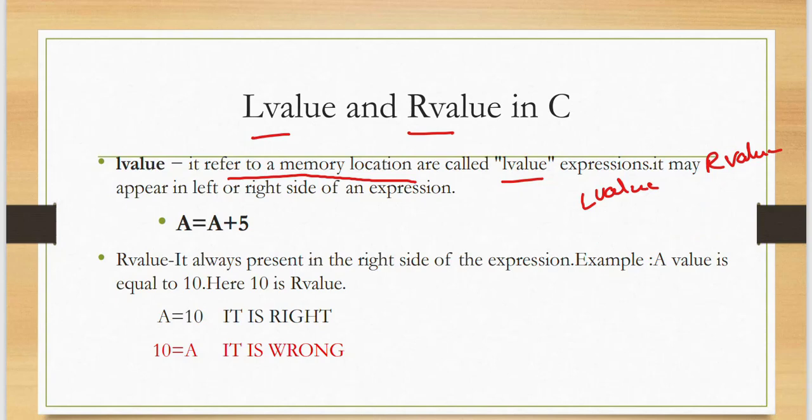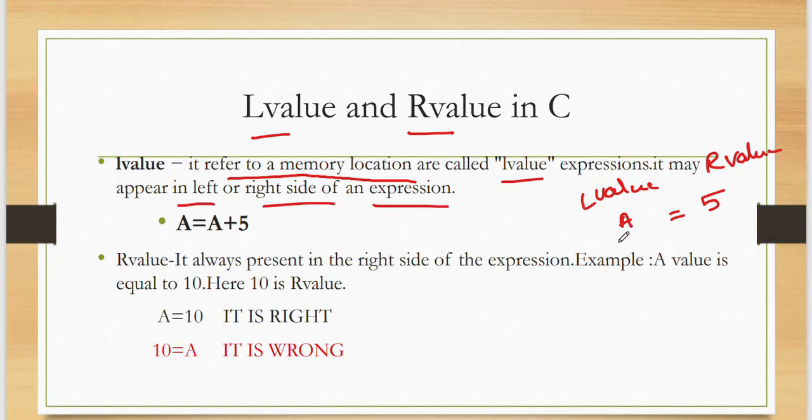So L-value is the left hand side value and R-value is the right hand side value. For example, I am assigning a equal to 5. So this is called L-value a and the R-value is 5. L-value refers to a memory location, so always the left hand side value is the memory location. The memory locations are represented as L-value expressions. It may appear on the left or right side of an expression.